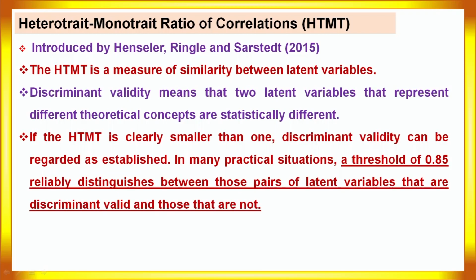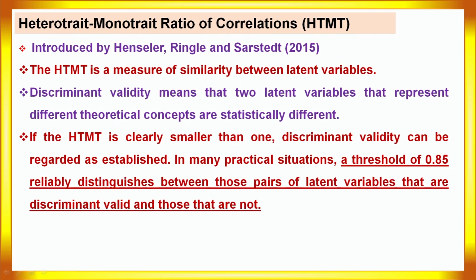Okay. So, apart from the CFA or the use of this communality matrix, this output of the confirmatory factor analysis, there are other usable methods also. One such method is the heterotrait-monotrait ratio of the correlation, or shortly known as the HTMT method. This HTMT method was introduced by Henseler, Ringle and Sarstedt.